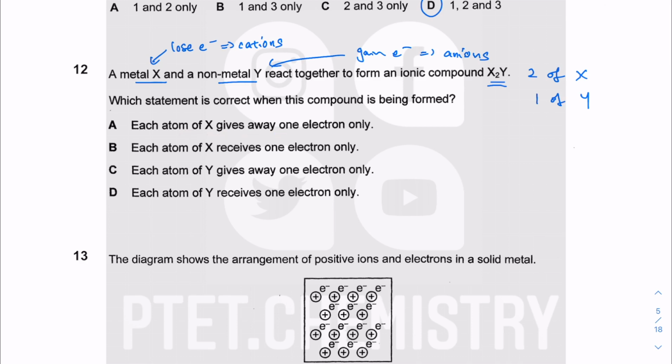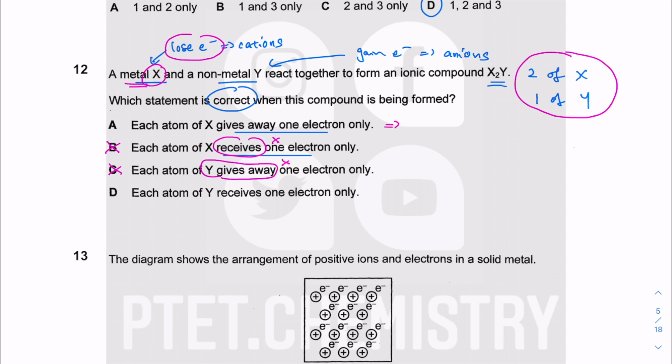Well, if you think about this, each X gives away 1 electron, so you're looking at correct, right? Whereas X receives electrons. You see here they say the metal is X, and metal loses electrons. So X receiving electrons is incorrect, B is out. Y is the non-metal, it gains electrons, so Y giving away electrons is incorrect. So now you're down to A and D, and you need to choose which one is correct based on how they have combined.